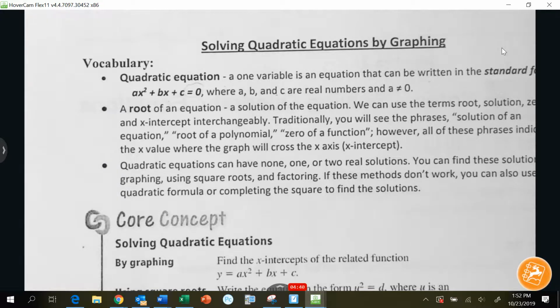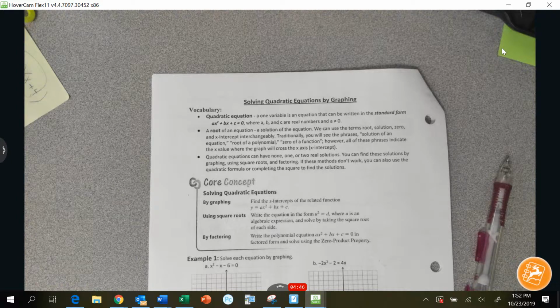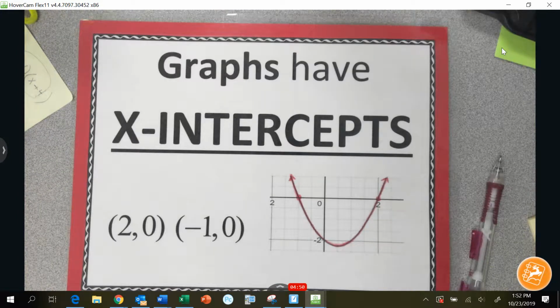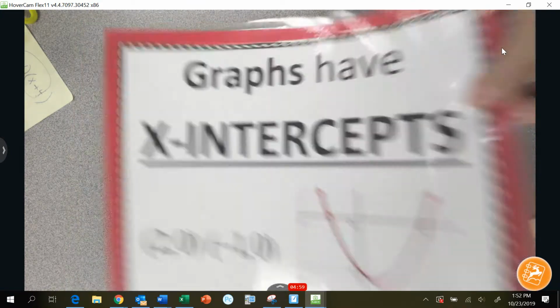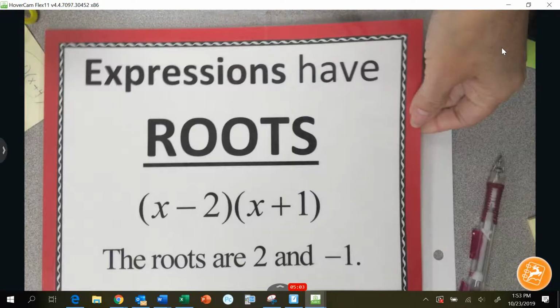Graphs have intercepts. They do. I'm going to put this on my video, so I'm talking about it. They do. Intercepts. Okay. Expressions have roots. I'm going to hang these up after I'm done doing it.